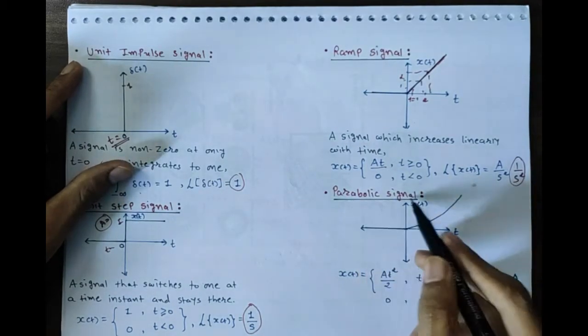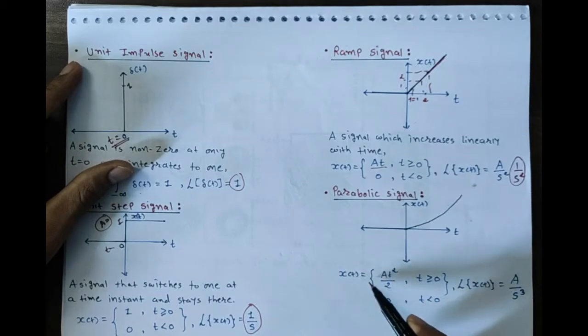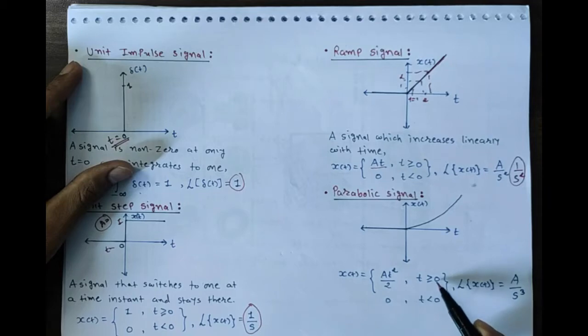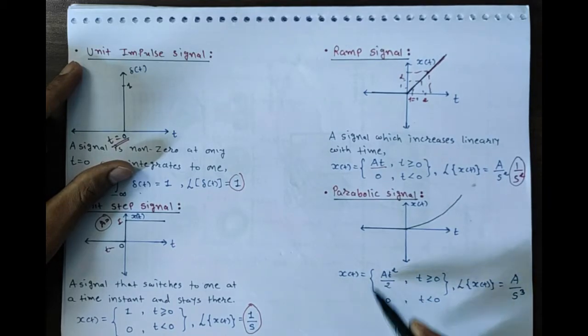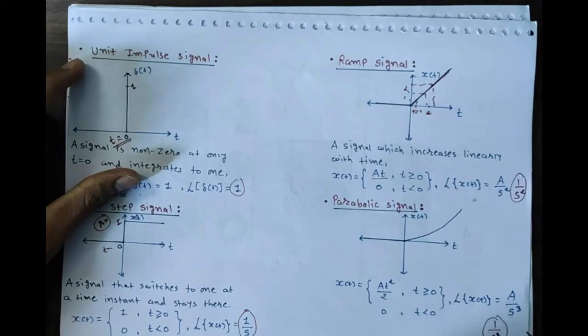In the same way, the parabolic signal can be defined as x of t equal to a t square by 2 for t greater than or equal to 0, and 0 for t less than 0. If you take the Laplace transform of this function, you will get a divided by s cube, and for the unit parabolic signal it will be 1 divided by s cube. It is very simple.